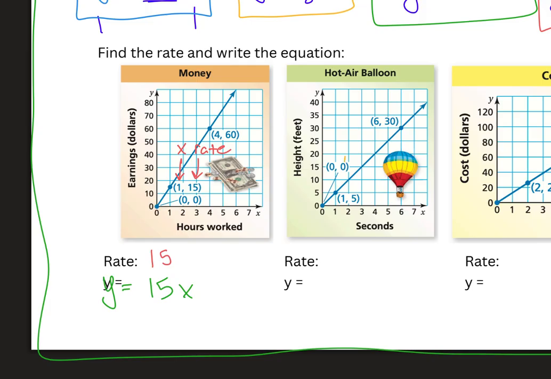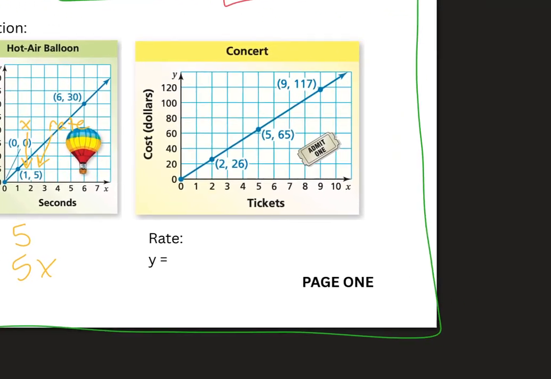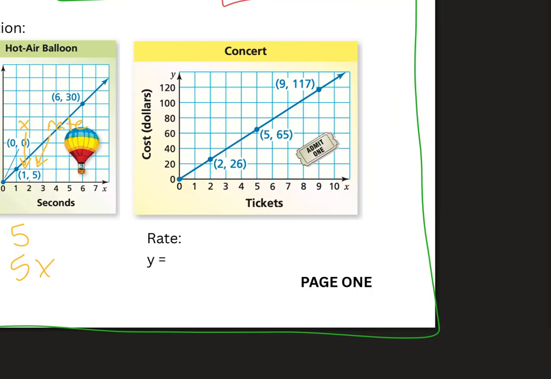Let's slide over here. There's the x, and it's 1. So then that is our rate. So we just write 5, and we write y equals 5x. And then over here, it's super challenging, except that it's not. Our x is 2. Well, what could we do with this information to get x to be 1? How about we divide by 2? So if you divide this by 2, you get 1. If you divide that by 2, you get 13. The rate will be 13, and the equation is y equals 13x.